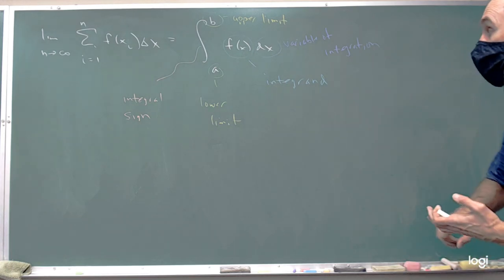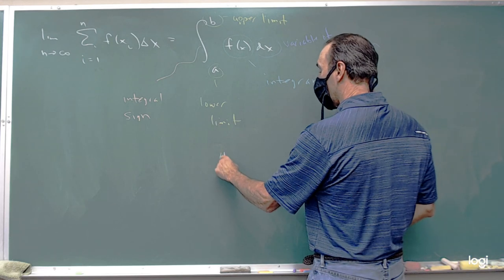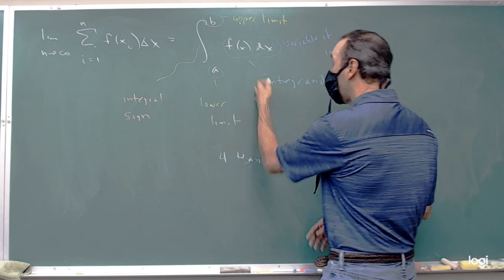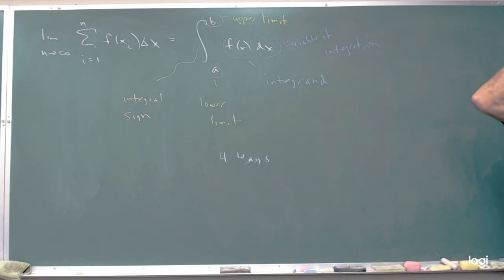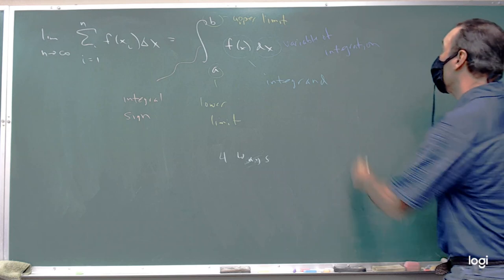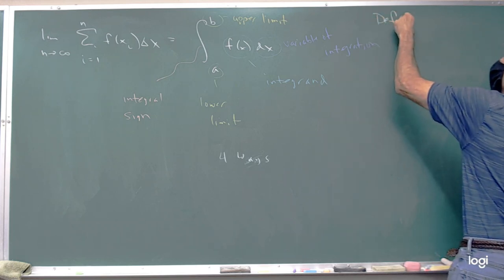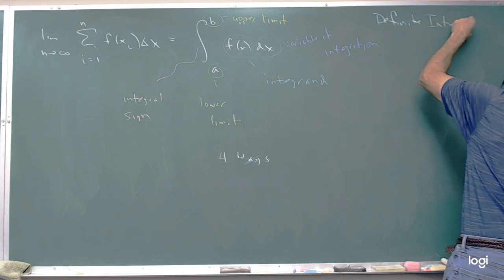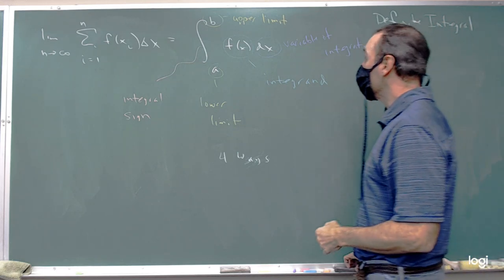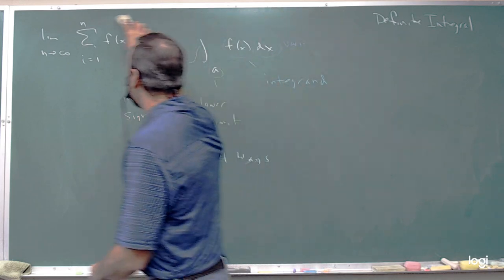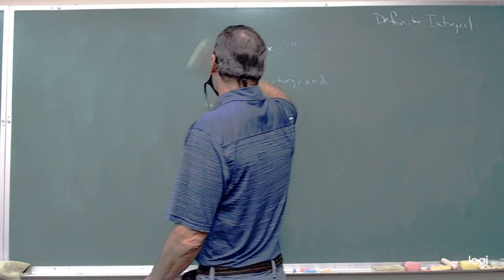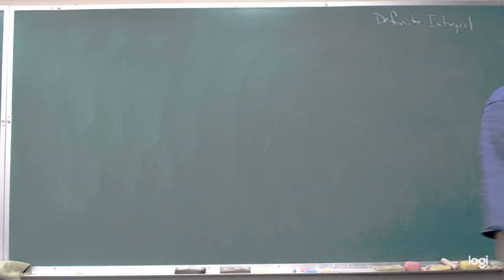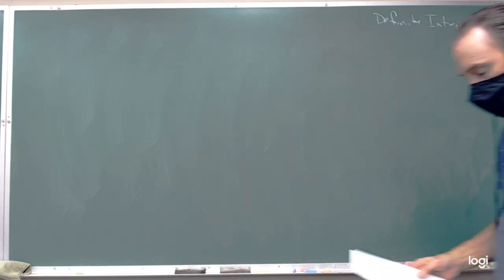Now what we are going to do eventually, we will learn four ways of evaluating these integrals. This is known as a definite integral, as opposed to an indefinite integral that we'll talk about also, but not today. So there's going to be four ways eventually we learn to do this. Today I'm going to show you two of them, and then the others we'll get in subsequent days.